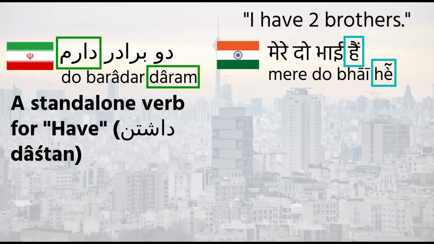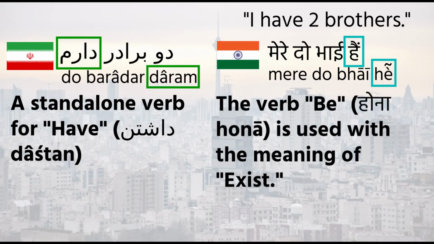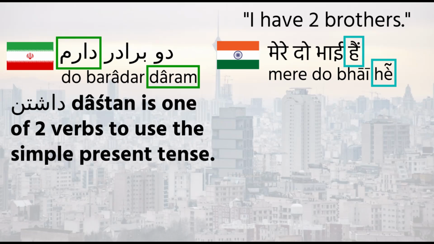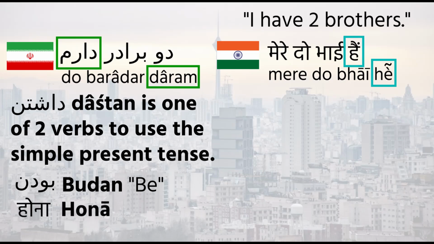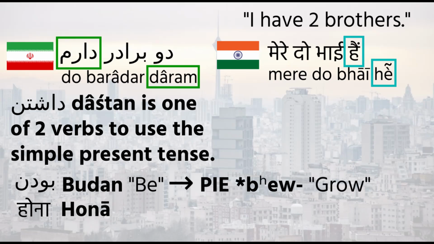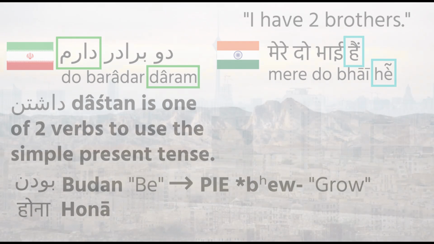In Persian, there's a standalone verb meaning to have, داشتن, while in Hindi, there's the verb meaning to be, होना, which is used with the meaning of exist. So, literally, in Hindi, this sentence would translate as, my two brothers exist. In Persian, the verb داشتن is one of two verbs to use the simple present tense. The other verb is بودن, which means to be, which in turn is a distinct cognate to Hindi, होना, both of them coming from Proto-Indo-European bheu, meaning to grow.